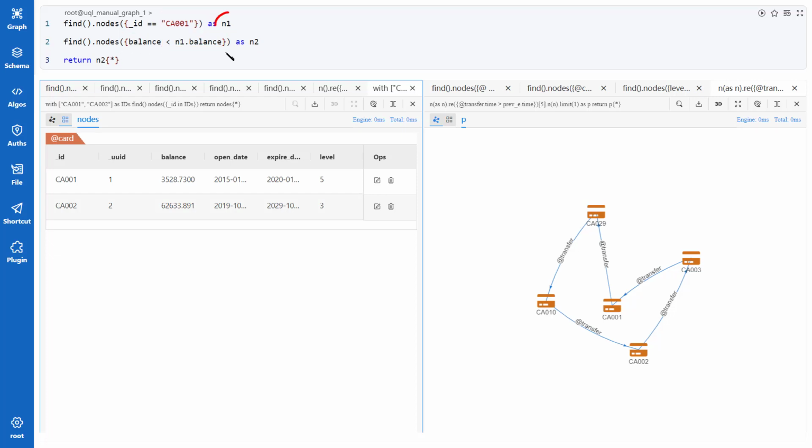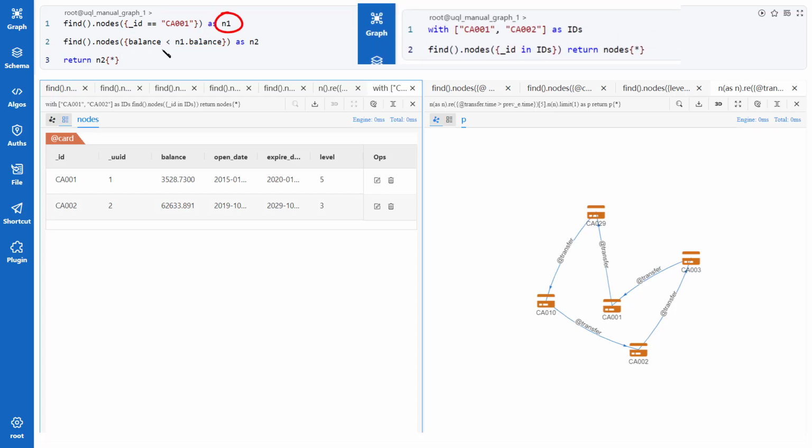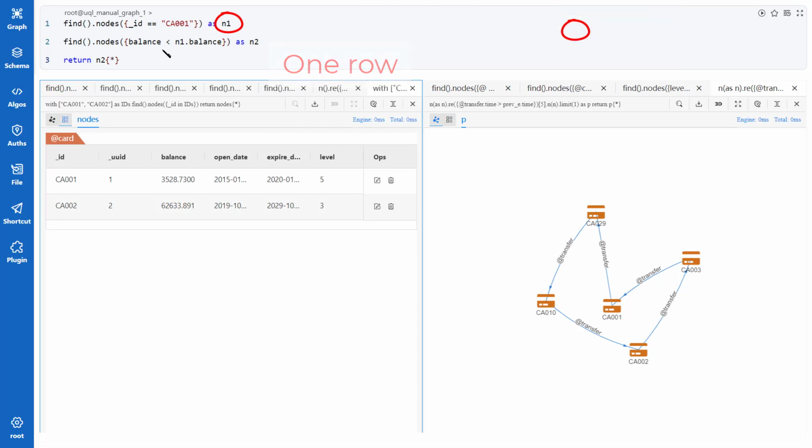The alias N1 in this example and the IDs in the previous example, they both are data columns that have only one row. Queries that call an external alias with multiple rows have some details to look at. We will study that in the lesson of data stream.